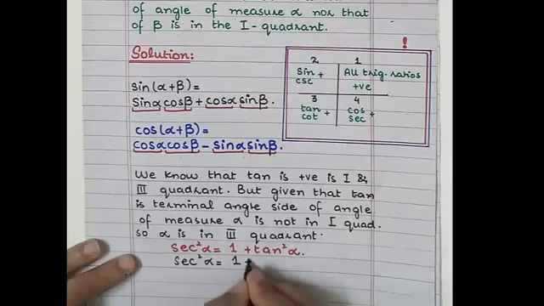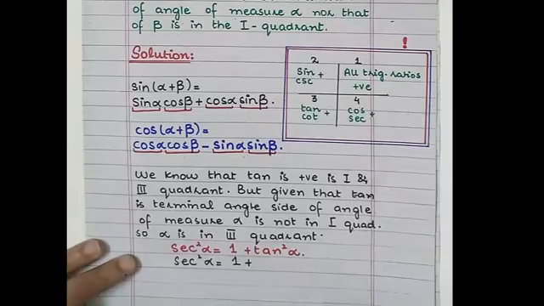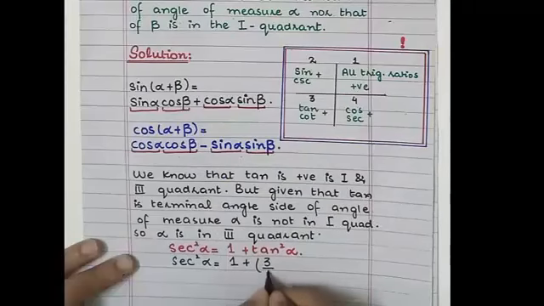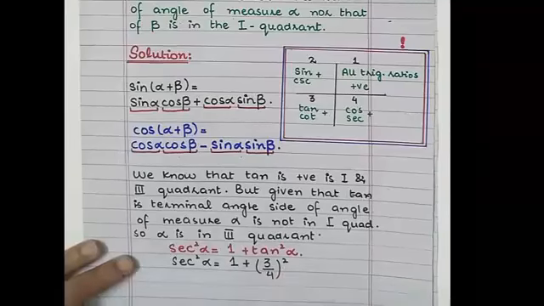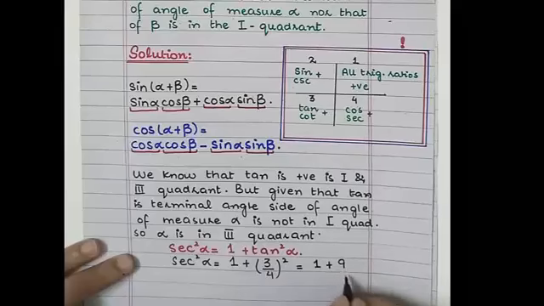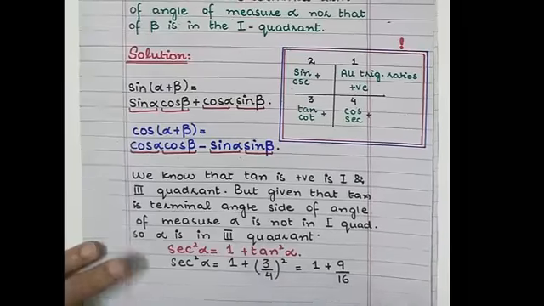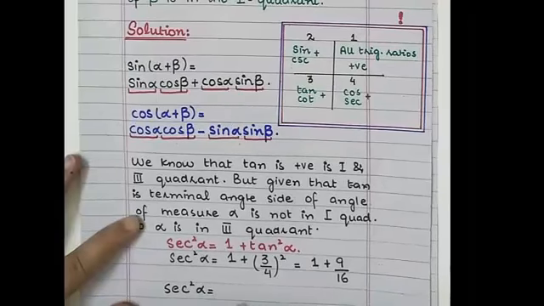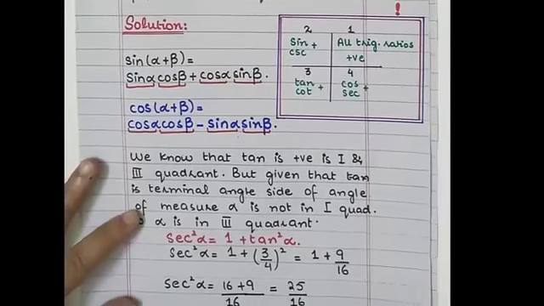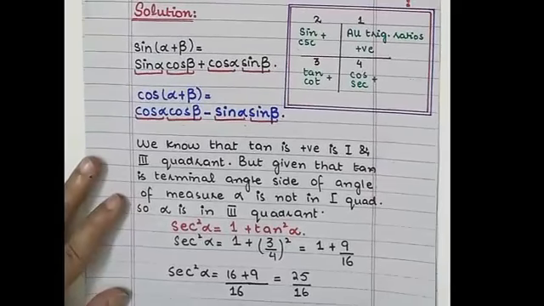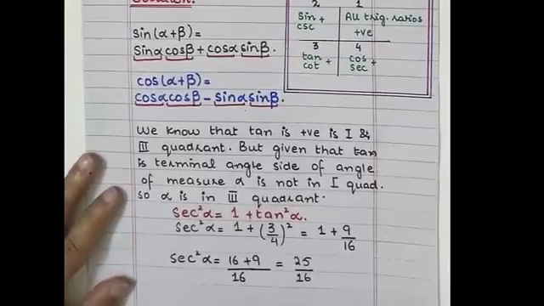We have 1 plus tan^2 alpha. The value of tan alpha is 3 over 4, so writing (3 over 4) whole square. Then we have 1 plus the square of 3, which is 9, over the square of 4, which is 16. Now taking the LCM, sec^2 alpha is equal to, the LCM is 16, 16 plus 9, which is equal to 25 over 16.